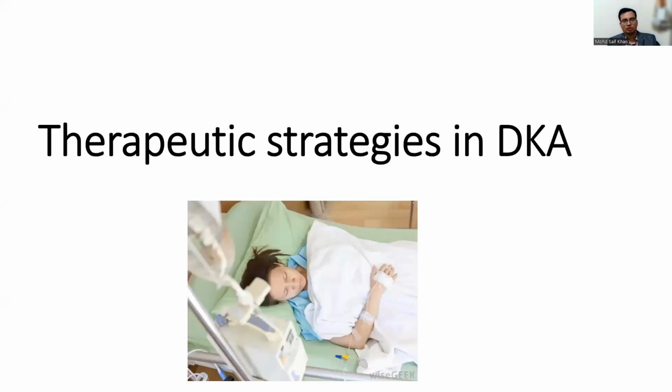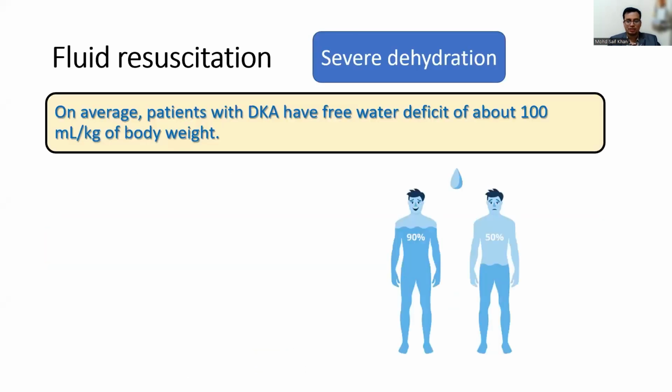What are the main therapeutic options when you are treating a patient with diabetic ketoacidosis? The mainstays of its management include rehydration, correction of electrolyte abnormalities, and treating the hyperglycemia. Also important is to correct the precipitating causes.